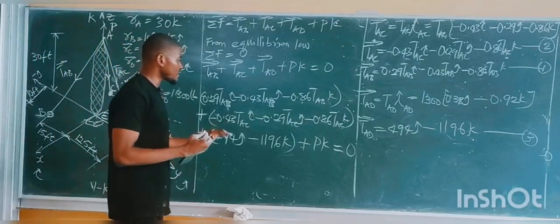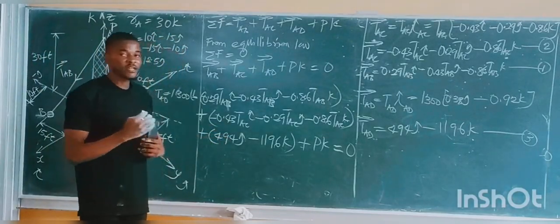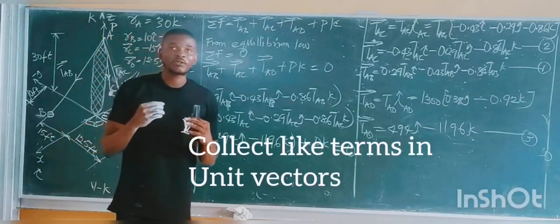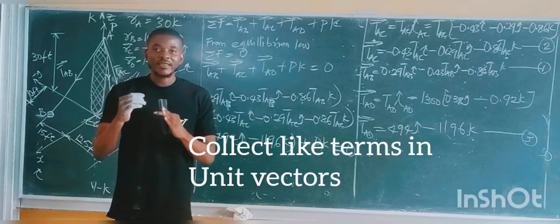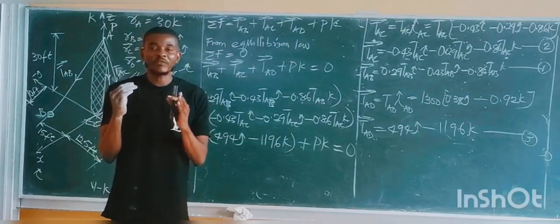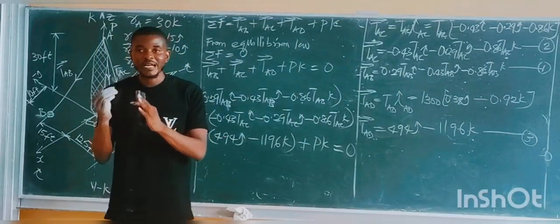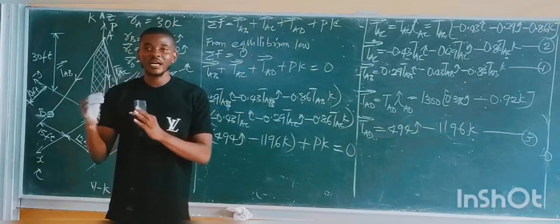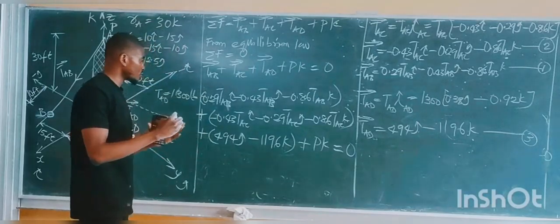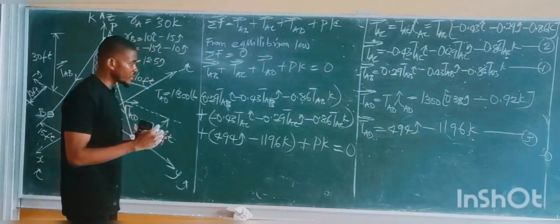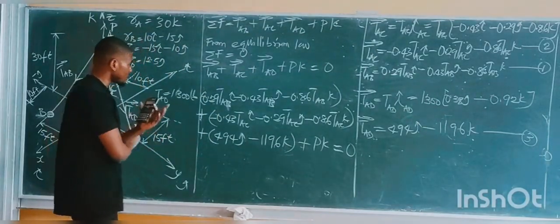If we have this now, at this point we collect like terms in unit vectors. Bring all unit vectors that look alike together: I to I, J to J, and K to K. Let's do that now and see what we're going to have.